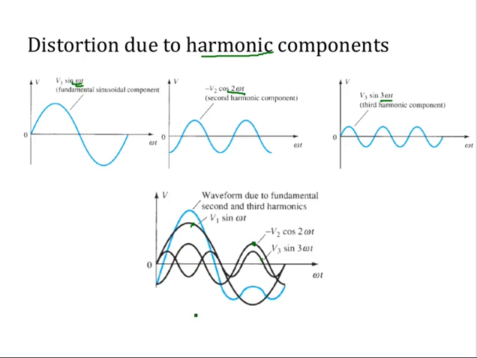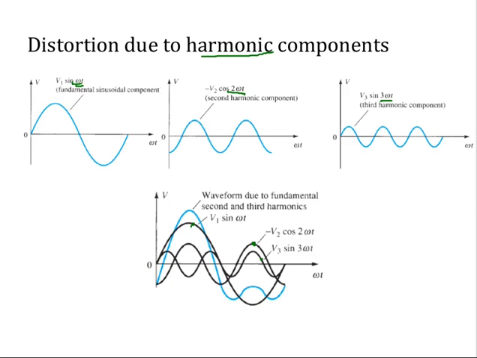See, this blue waveform is not a pure sinusoid. It is not in phase with V1 sine omega t. When you add these three waveforms, you get a waveform due to the fundamental, second and third harmonics together, which is a distorted waveform. So this is how the waveform is distorted because of these particular harmonic components.